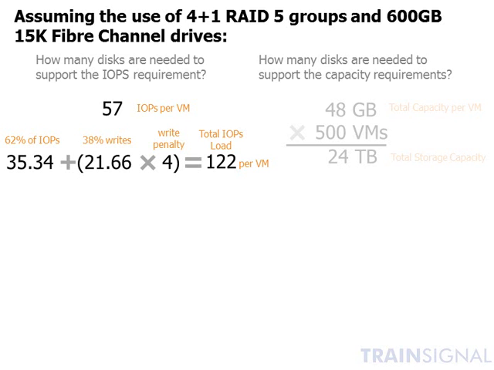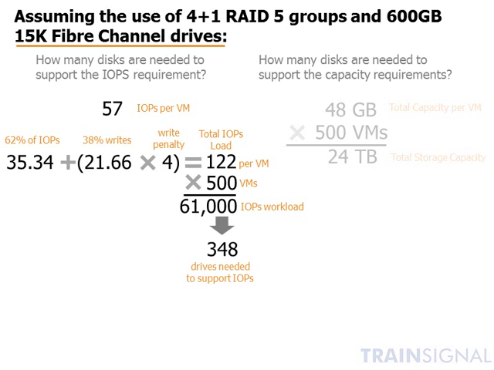If we then extrapolate that out at 500 VMs, then we end up with an IOPS workload of approximately 61,000 IOPS. And at 175 IOPS per drive, and I got that because we specified a 15K Fibre Channel drive, and it's reasonably accepted that a 15K Fibre Channel drive can provide about 175 IOPS at a reasonable latency, then we end up with approximately 348 drives needed to support 57 IOPS per VM at 500 VMs.